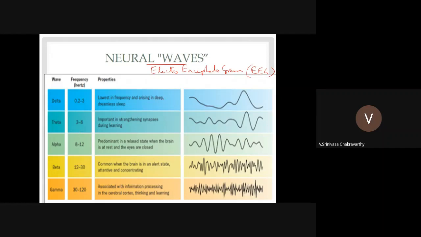Then you have theta waves, 3 to 8 hertz. These are important for strengthening synapses. Theta waves are also seen in navigating animals. If you look at rats running mazes and escaping from mazes, during that process you will see a strong theta wave emerging out of the hippocampus. And the hippocampus is an important organ in the brain involved in spatial navigation.